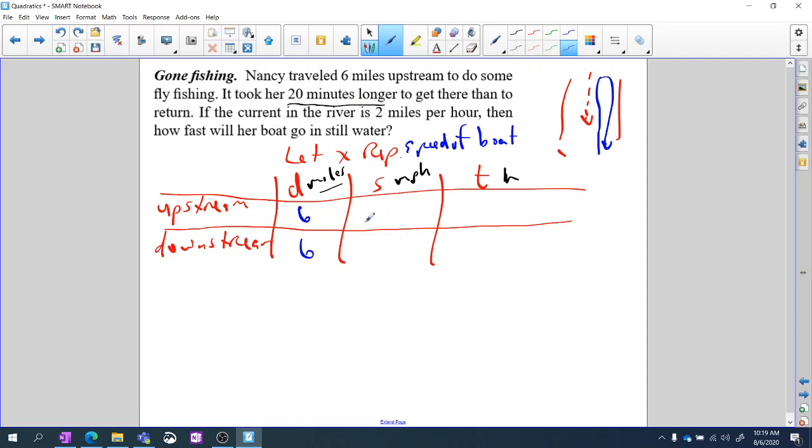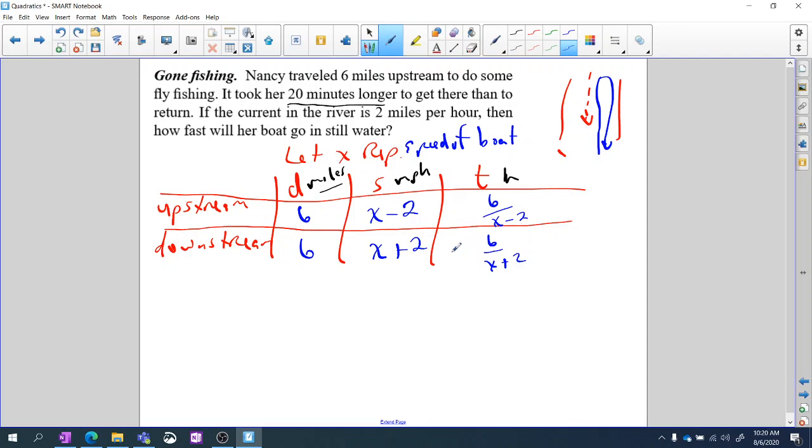This is what I do know. However fast I was going upstream, because the current's pushing against me, it's going to take the speed of my boat and it's going to take 2 miles per hour off of it because of the current. But then when you turn around and you come back downstream, now the current's pushing at the back of the boat. It's going to make the boat go whatever it's traveling plus 2 more. Remember, once you've got 2 columns, get your third by taking distance. Use your formula. Time is distance over speed.